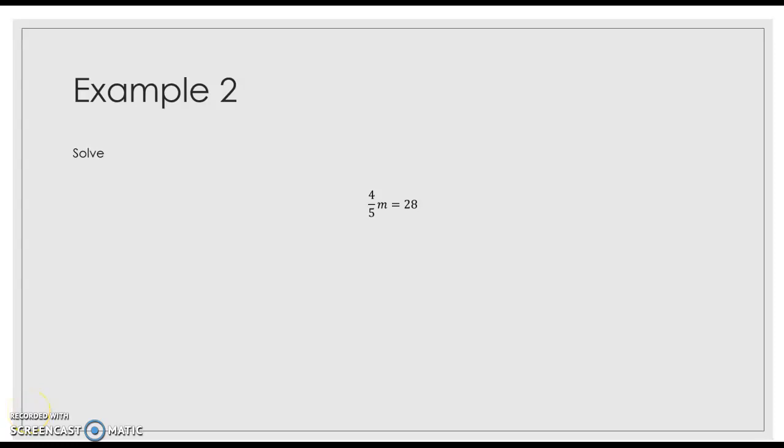Alright, so we did one-step equations in the last video. We're still going with a one-step equation, it's just this time we have a fraction in front of us. So I want to remind you that with fractions, yes, this is multiplying. We're taking 4/5 times m, but with fractions we don't divide, right? Fractions, we don't divide.